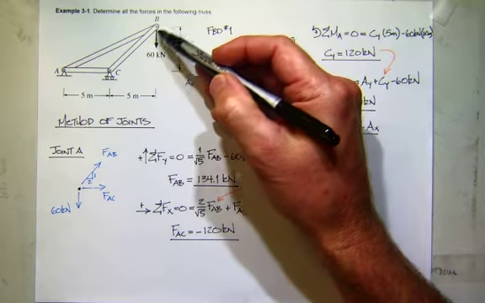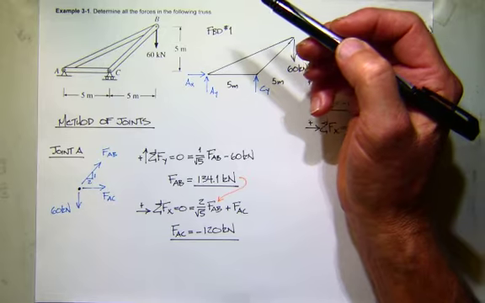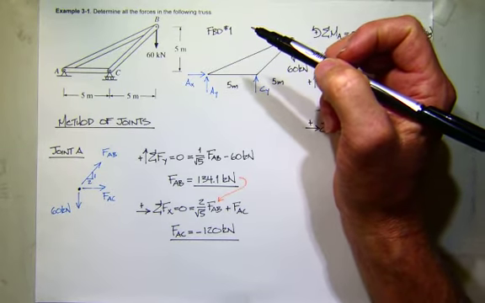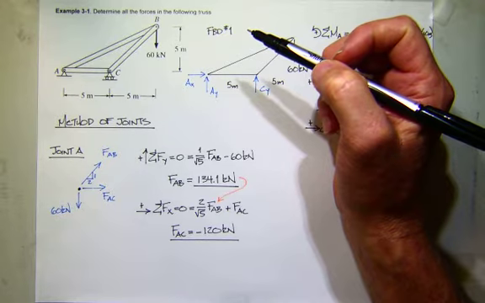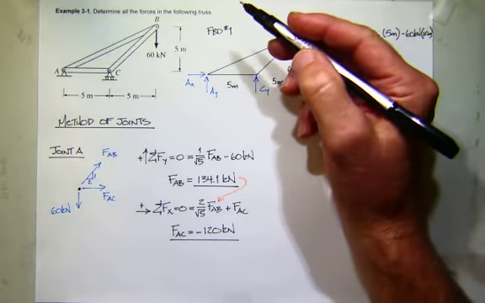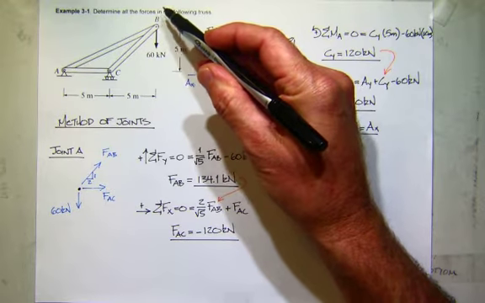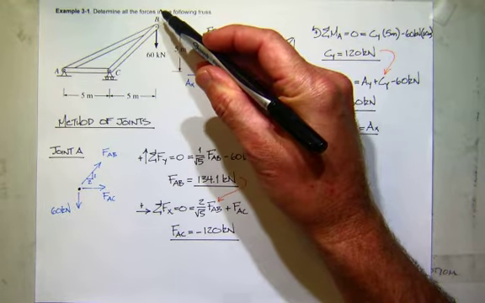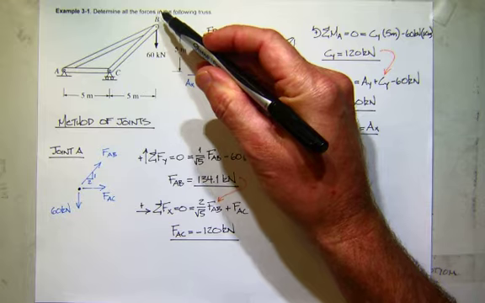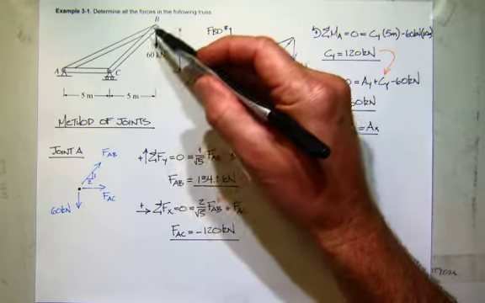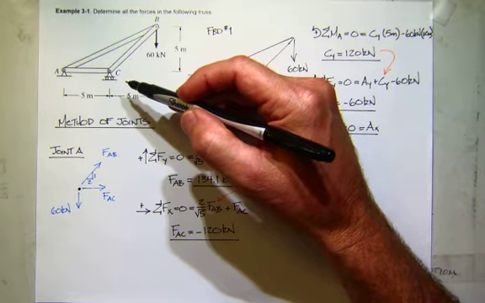So what do you suspect BC would be? Compression or tension? I'm hearing both answers. Going down on B, wouldn't that shorten BC? You think B is going to move up? No, it's probably going to move down. So I bet you this is going to be in compression.